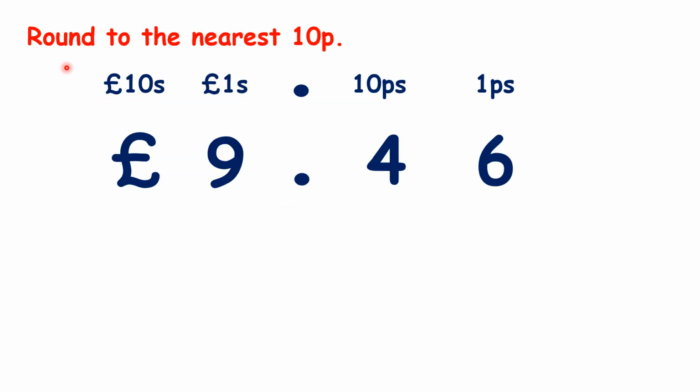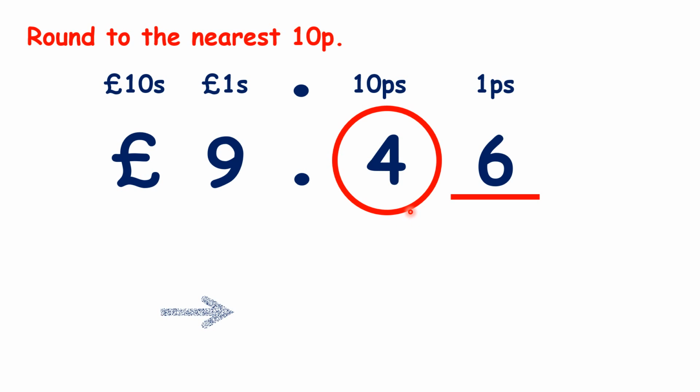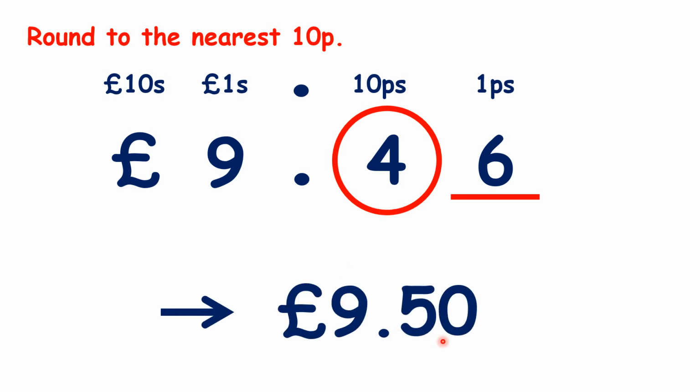Rounding to the nearest tenth is useful with money because 10p is 1/10 of a pound. So if you want to round £9.46 to the nearest 10p, you do the same thing as when rounding to the nearest tenth. It rounds up to £9.50, and here, because you're dealing with money, you do need to put that 0 in the hundredths place or the 1 pence place.